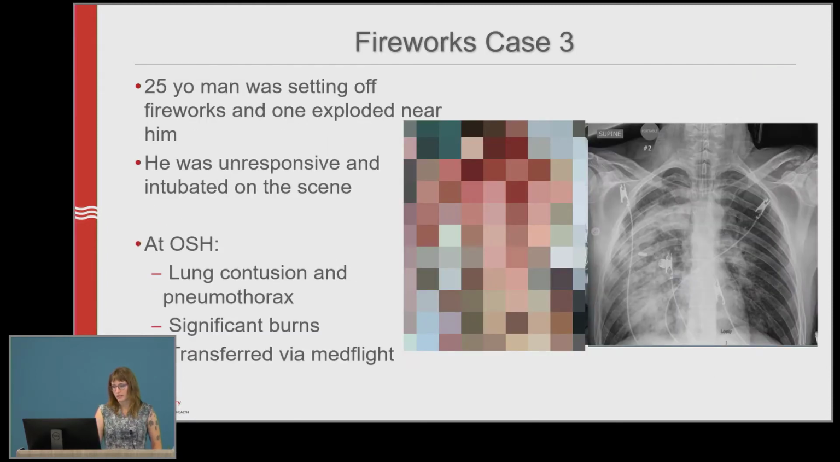All right, this last one is probably a worst case scenario for a firework. We had a gentleman who sang off fireworks and one exploded right near him. Based on the way that we saw him, we were concerned that it hit him in the chest, just because he's got all these burns in his upper chest. He was unresponsive on the scene. EMS arrived and intubated him there before bringing him to the outside hospital.